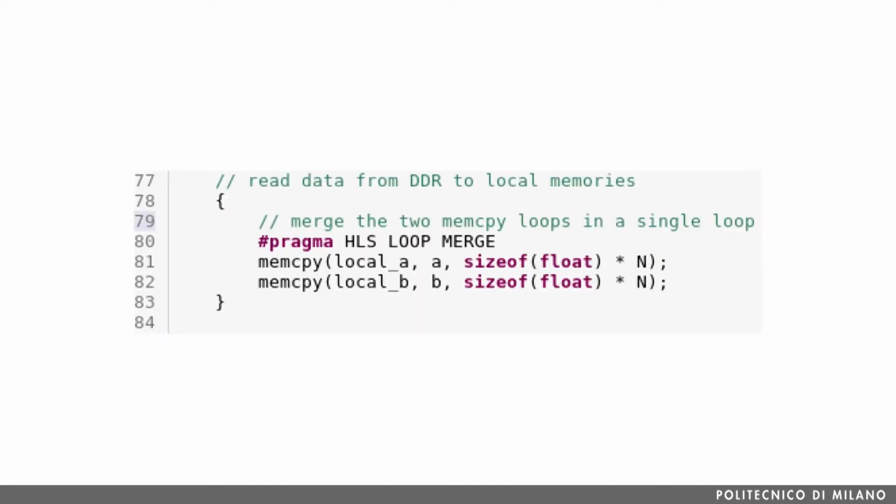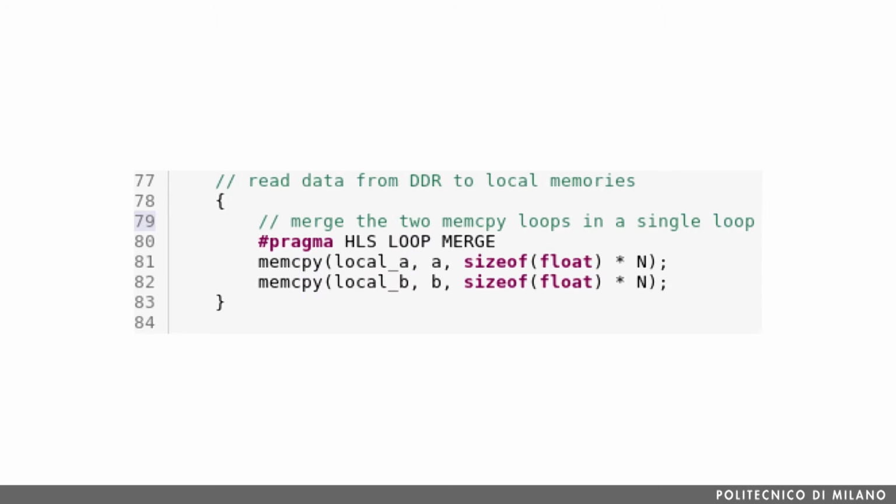As previously discussed, the memcpy calls effectively create loops that read all the data elements in a row. In order to read both arguments A and B in parallel, we can instruct Vivado HLS to merge the loops that get created by the two memcpy. This is done by encapsulating the two memcpy calls within a basic block using curly brackets and using the pragma HLS loop_merge. The pragma tries to merge all the top-level loops encountered within the basic block in which the pragma is placed.